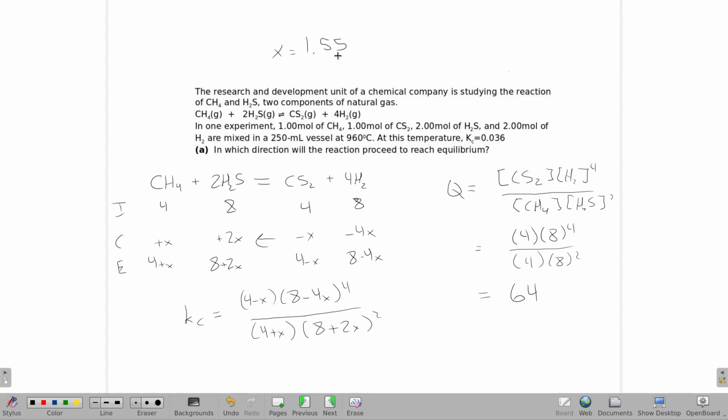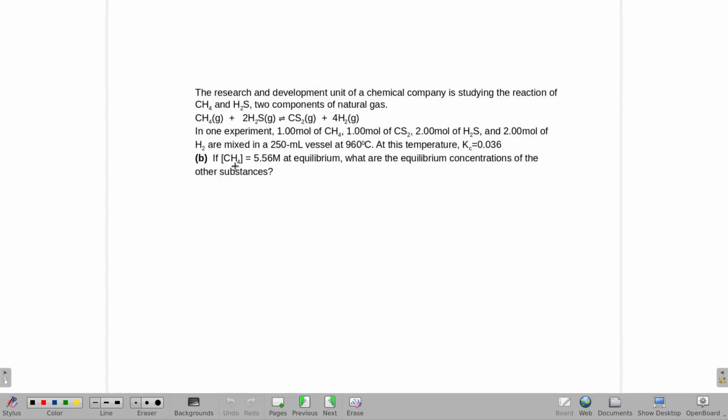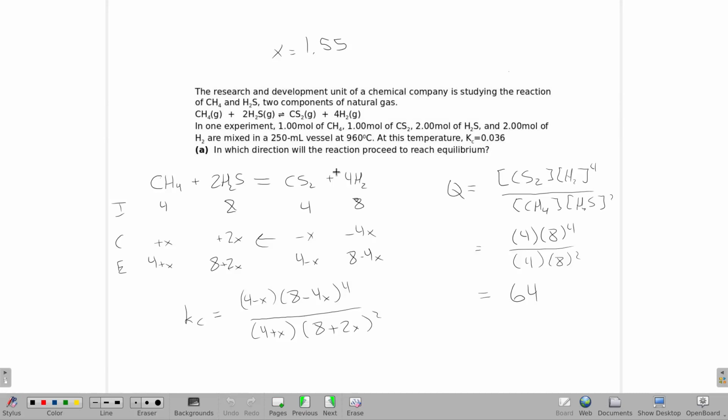Now, if I were to give you something like this on your test, because I'm not expecting you to be absolutely fast on this, and I don't want you to spend a lot of time, I would probably do something like B. If the CH4 concentration is 5.56, what's the equilibrium of the other things? Had I told you 5.56, if you knew this, 4 plus x equals 5.56, doesn't that give you that x very quickly? Yeah. So we're not going to do a test that makes you dependent on having a graphing calculator. It's just that the graphing calculator really will help with this stuff.